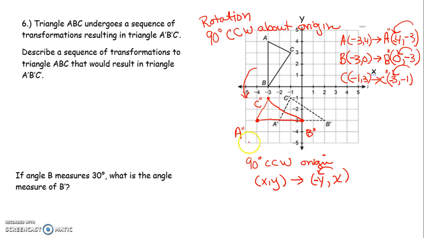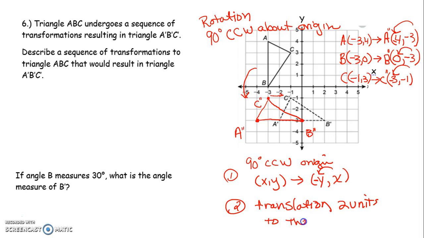What could I do after my 90 degrees counterclockwise rotation about the origin? Oh, if I just took C double prime and translated it 2 to the right, I'd land here. If I took A and translated it 2 to the right, I'd land here. If I took this B double prime, translated it 2 to the right, I'd land here. So my second transformation in my sequence could be a translation 2 units to the right. And that's going to land you right where you need to land.